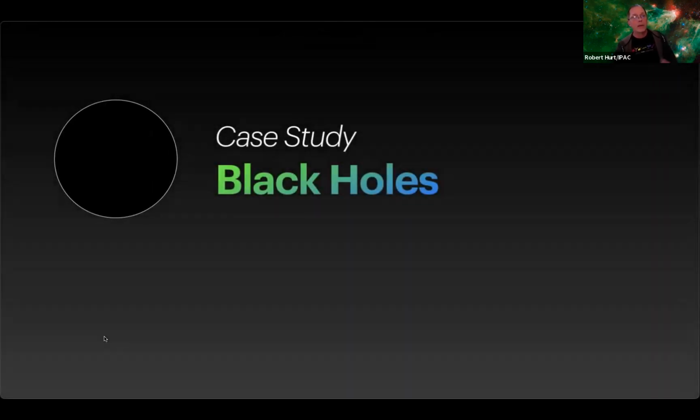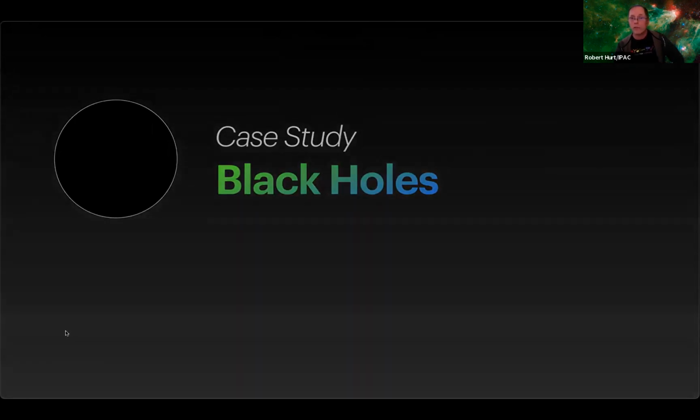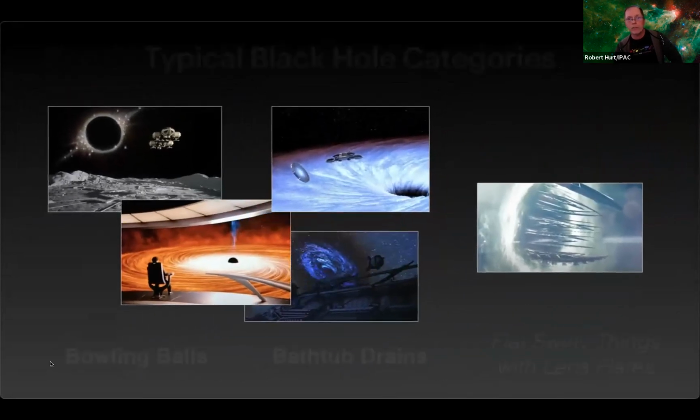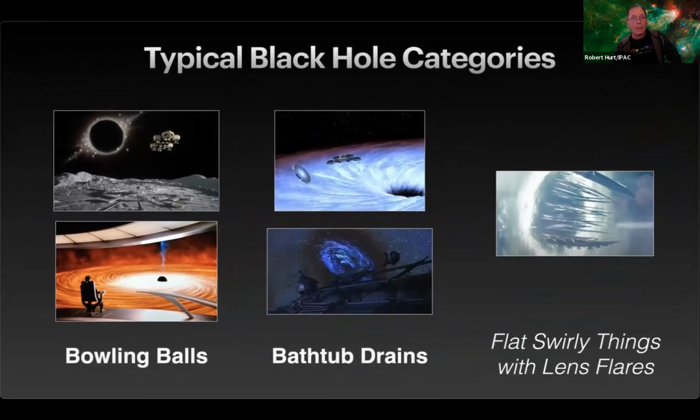Now, another area that I find I'm doing a lot of illustration these days is black holes. There's so much interest in them and so many exciting results. Now, pop culture has shown us black holes for a long time, and I've realized that they kind of fall into three categories: bowling balls, bathtub drains, and if you're J.J. Abrams trying unsuccessfully to do Star Trek, flat swirly things with lots of bright lens flares.